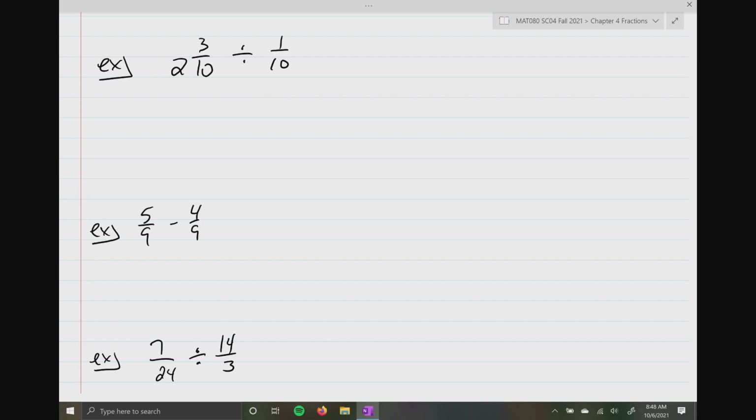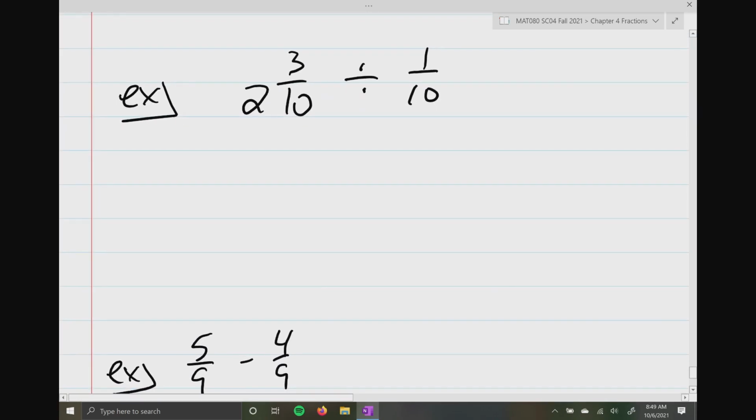So, first problem. 2 3/10 divided by 1/10. From a 30,000 foot view, what am I doing with these two fractions? Am I adding, subtracting, multiplying, or dividing? Which one? Multiplying. Technically, I'm dividing first, but yes, Kim, I'm going to rewrite this as a multiplication. Okay. So in order for me to do that, can I do this the way the fractions look right now? Or do I have to do something first?